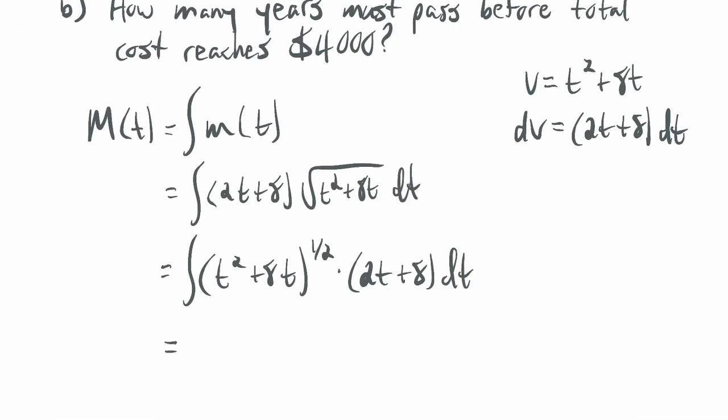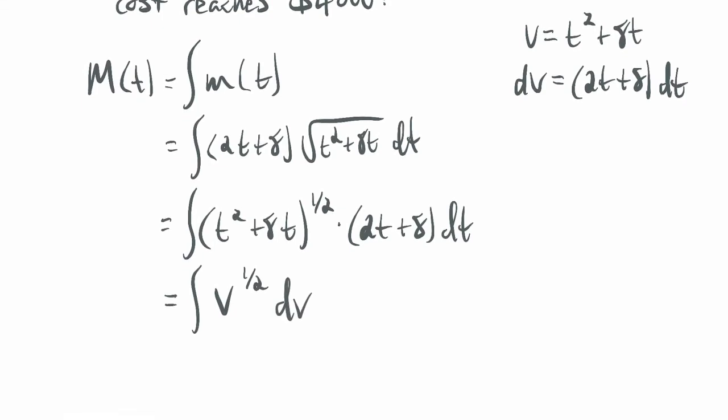So this equals the integral of v to the 1/2 power times dv. Okay, so that's a relatively straightforward antiderivative at this point because I just use the power rule. I add 1 to the exponent and then divide by that exponent. So this will be v to the 3/2 power over 3/2, plus c. And of course, when you divide by a fraction, that's equivalent to multiplying by the reciprocal. So I'm going to do that.